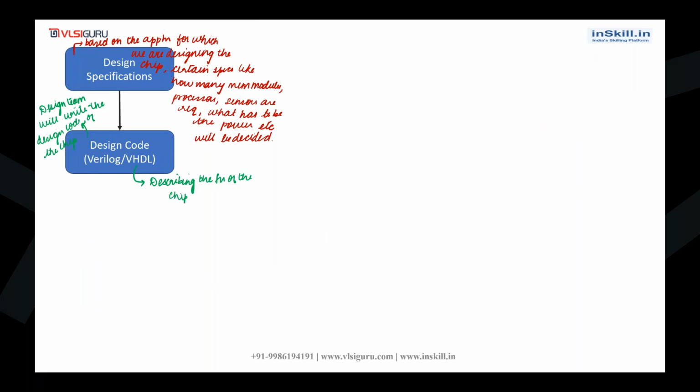The design team will write in behavioral model and data flow level model.